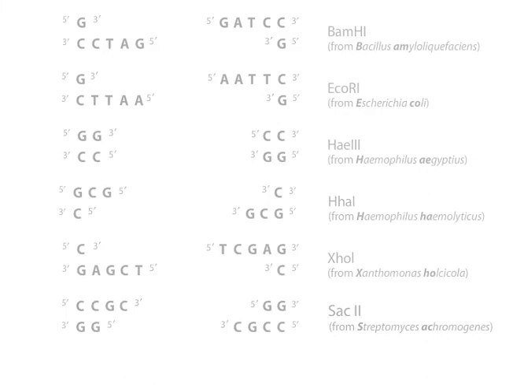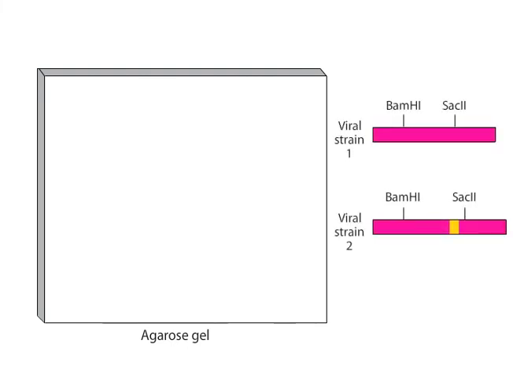In one example, they can be used in conjunction with gel electrophoresis to help characterize a sample of DNA. These two DNA segments represent different strains of a virus. One strain has a small DNA insertion.